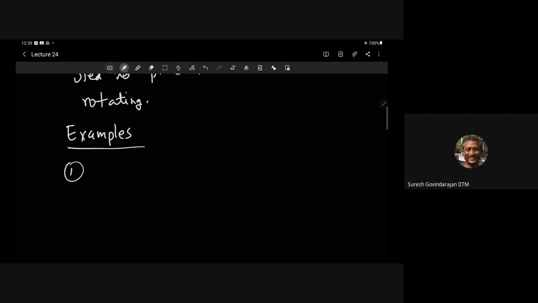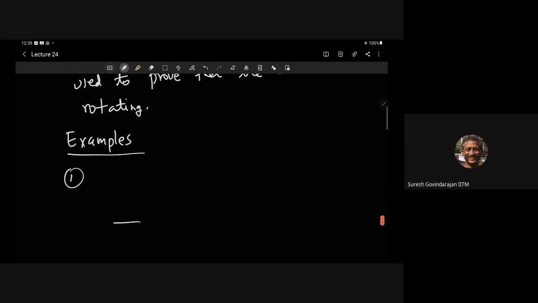Okay, the first one is, suppose we go to some height h and drop a mass and it comes down to earth. Okay. So how much time does it take? So s equal to half h equal to half g t square.